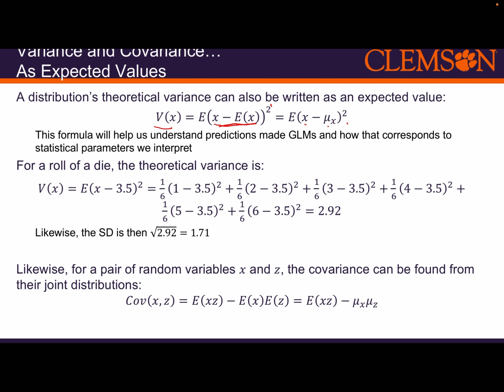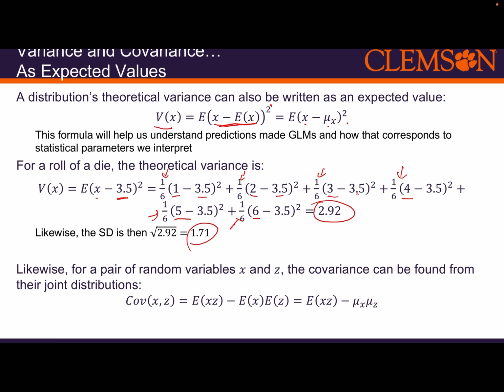So for the roll of the dice, the theoretical variance is the expectation of x minus its mean, and we just saw before the mean was 3.5, squared. So again, we weight each of the numbers, x: 1, 2, 3, 4, 5, 6, all by 1/6, plug in the mean, and then square it. And what we see is that the variance of the die roll is 2.92. If we wanted the standard deviation, we just take the square root of that. And that means, on average, a die roll will land 1.71 dots away from its mean, the mean being 3.5.